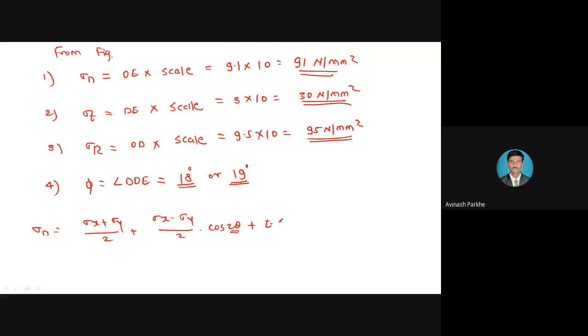Plus tau into sine 2 theta. So please check whether this formula is correct or not. I will also check and put all the values in this particular equation. For case number 3, what is the sigma n formula? Yes, cos 2 theta plus tau into sine 2 theta. So put all the values, sigma x, sigma y, tau and theta, and please tell me whether sigma n is near to 91 Newton per mm square or not. We will just verify with the single formula. Put all the values and tell me the answer.